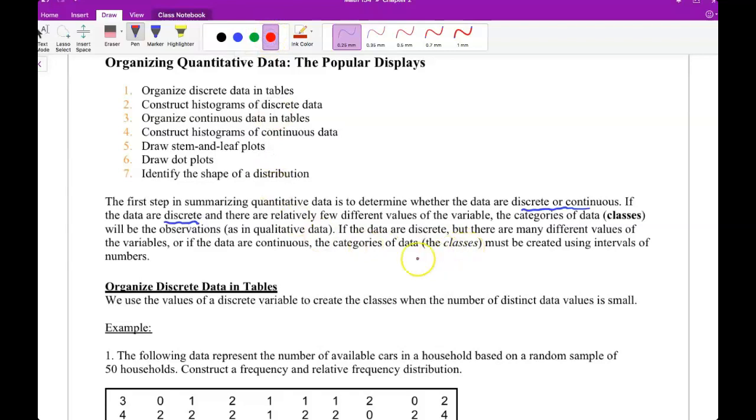If the data are discrete but there are many different values of the variable, or if the data are continuous, the categories of data, or classes, must be created using intervals. So when we have continuous data, we're going to use intervals of numbers. We're going to work on these to see what the difference is while working on examples.